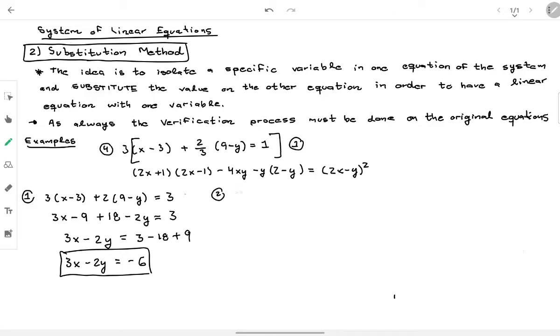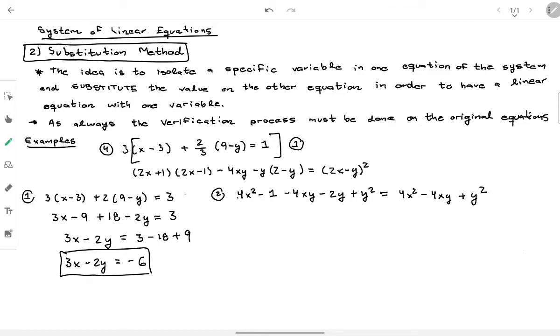For the second equation, it's going to be the multiplication for x squared minus 1, because first we have here a product of the sum and difference of a binomial. It's going to be minus 4xy minus 2y plus y squared equals, and on the other side we have a binomial squared, and it's going to be 4x squared minus 4xy, that is 2 times the first one multiplied by the second one, plus the second one squared.